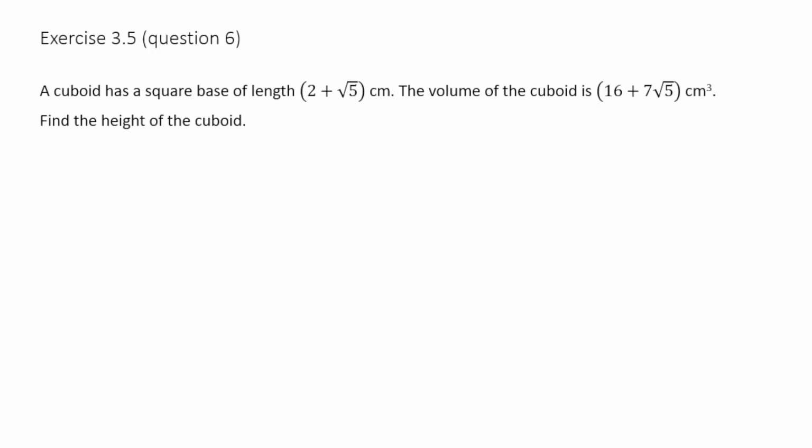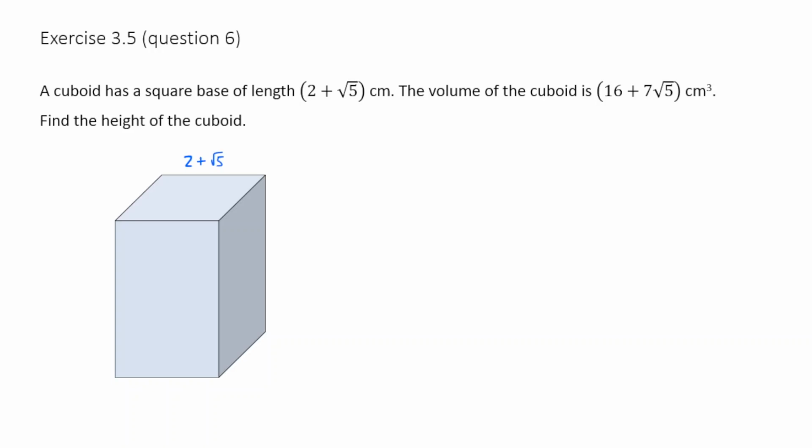Now, with all questions like this, the best thing to do is to draw out your question, to visualize it, because if you visualize it, I think you'll get a better handle on what to do. So let's draw out our shape. This is a cuboid, and the cuboid we learn has got a square base. So it's got a square there. So the square base has got length 2 plus root 5. So we can indicate that on here. So this length here is going to be 2 plus root 5. And the other side here is also going to be 2 plus root 5 as well.